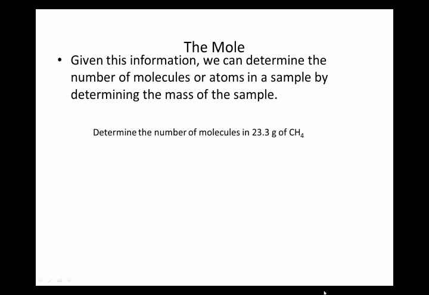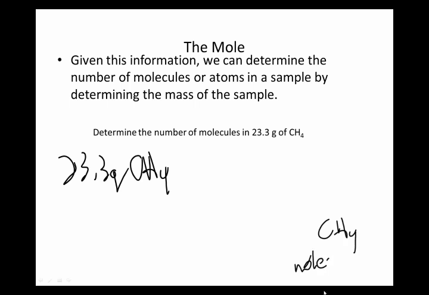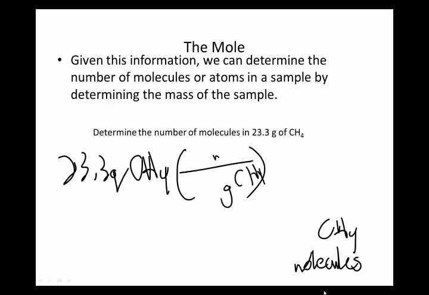So here we go. I have 23.3 grams of CH4, and now I want to find CH4 molecules. So what I'm going to do is convert. I have to put grams of CH4 in the bottom, and I cannot go directly from grams to molecules. So don't get to thinking that it's 6.02 times 10 to the 23rd molecules per gram. It's per mole. So before I can get to molecules, I have to go from grams to moles of CH4.